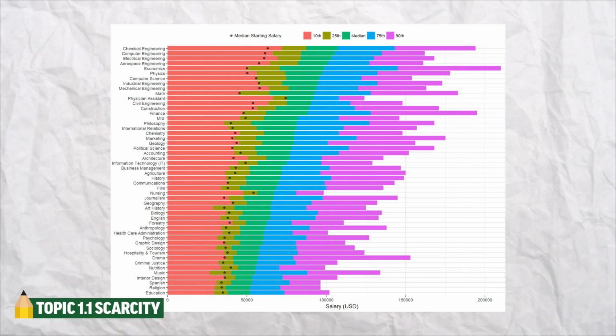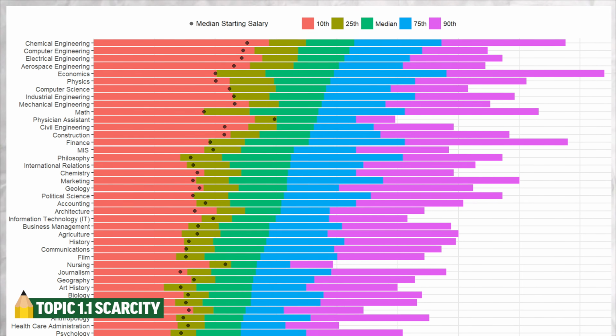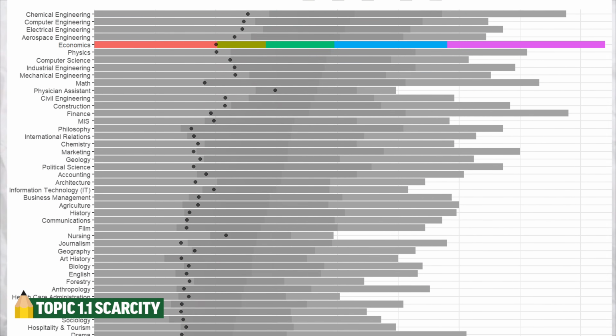Just look at the highest paid college majors. Most of the ones at the top are in STEM, but take a look right here, economics.